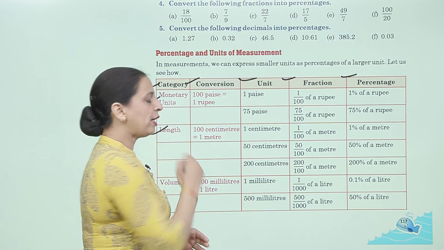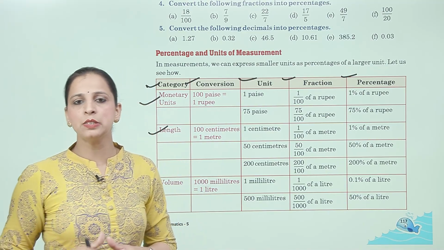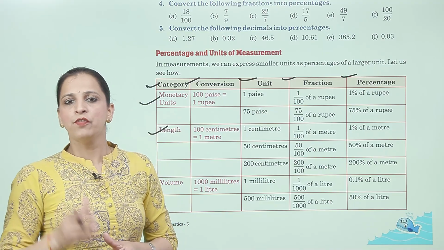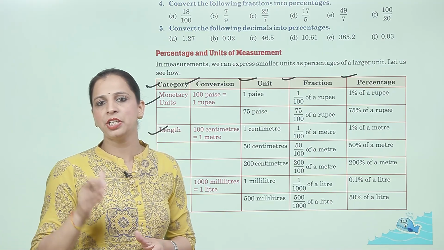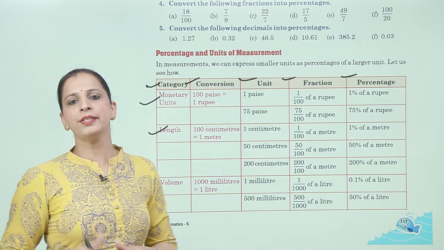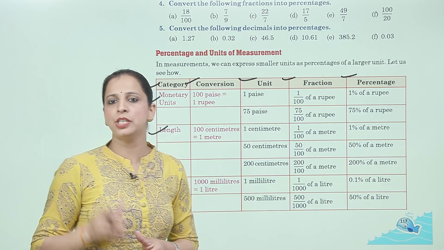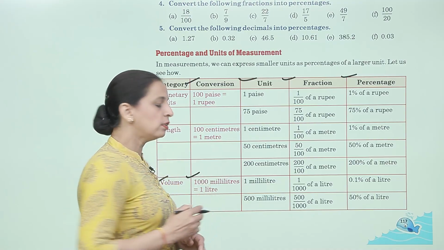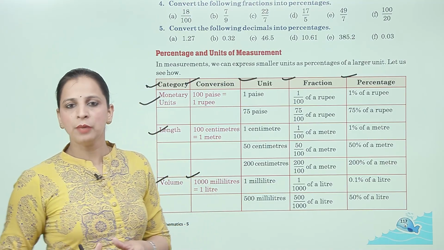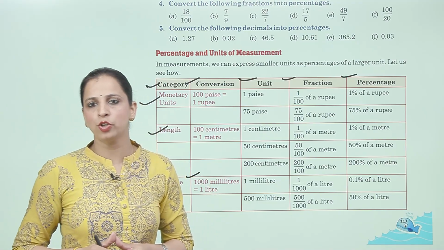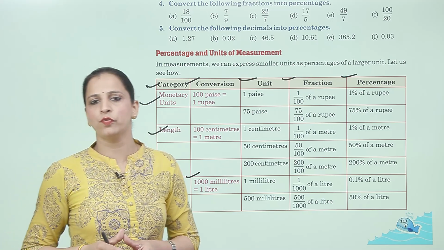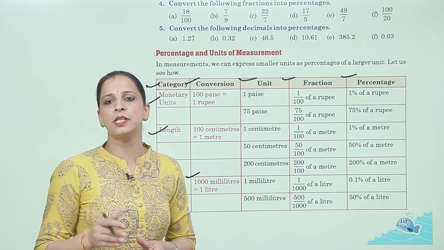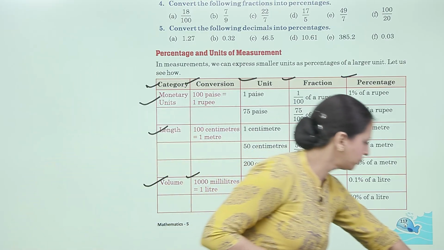Now length, 100 centimeter becomes 1 meter, that is 1 centimeter, 1 upon 100 of a meter is 1% of a meter. 50 centimeter is 50 upon 100 of a meter is 50% of a meter. 200 centimeter is 200 upon 100 of a meter is 200% of a meter. Now volume, 1000 milliliter is equals to 1 liter. 1 milliliter is equals to 1 upon 1000 of a liter, that is 0.1% of a liter. 500 milliliter, 500 upon 1000 of a liter is 50% of a liter.